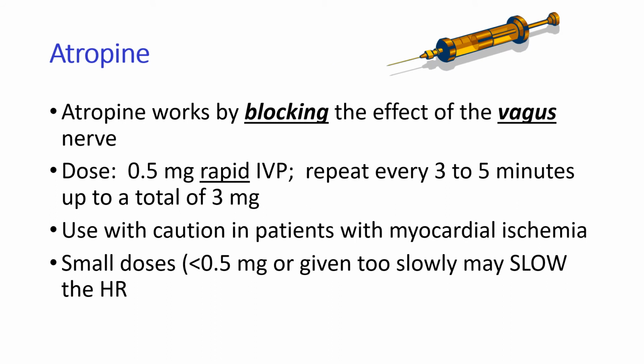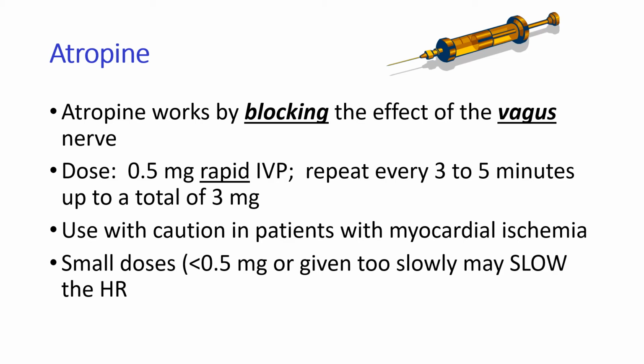So atropine works by blocking the effects of the vagus nerve or blocking the parasympathetic. The dose is 0.5 milligrams rapid IV. You don't want to give it too slow because they can have a reverse action. And you can repeat this every 3 to 5 minutes up to a total of 3 milligrams.